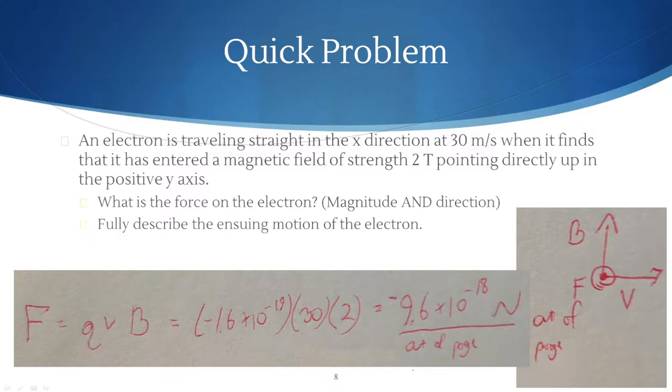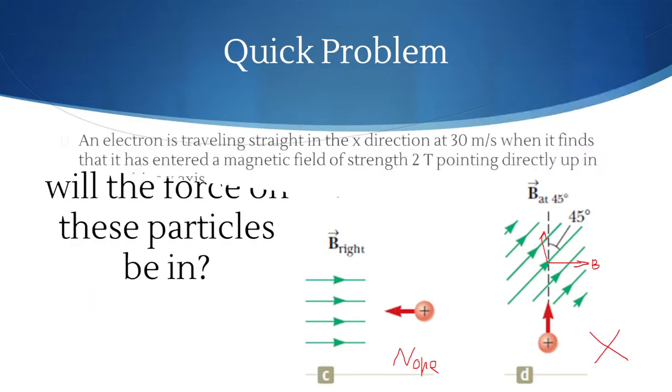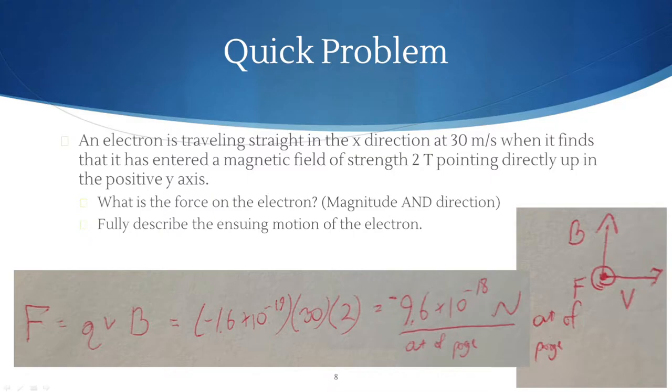Let's get a little practice using the math side of the formula then. An electron is traveling straight in the x direction at 30 meters per second when it finds that it has entered a magnetic field of strength 2 Tesla. Again, the capital T is short for Tesla. That's the strength of the magnetic field, pointing directly up in the positive y-axis. What is the resulting force on the electron, both its magnitude and its direction?